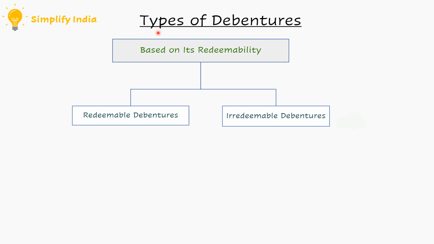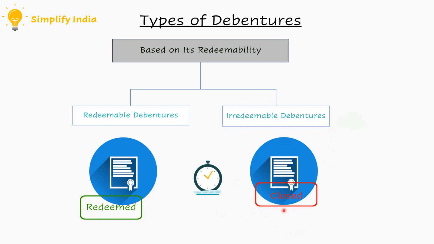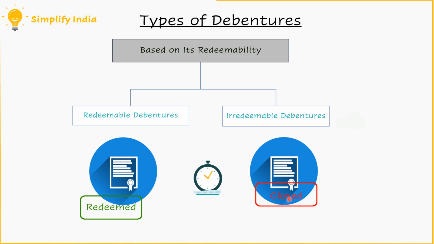Now we are going to learn about the types of debentures based on redeemability. Here also we have two types: redeemable debentures and irredeemable debentures. Redeemable debentures are those which can be redeemed at the time of maturity, whereas irredeemable debentures can be redeemed only at the time of winding up of the company.